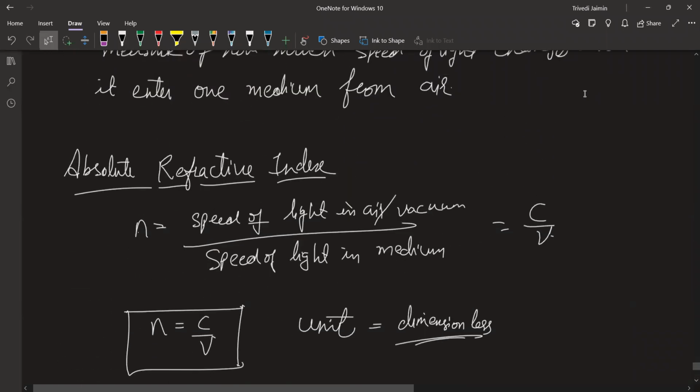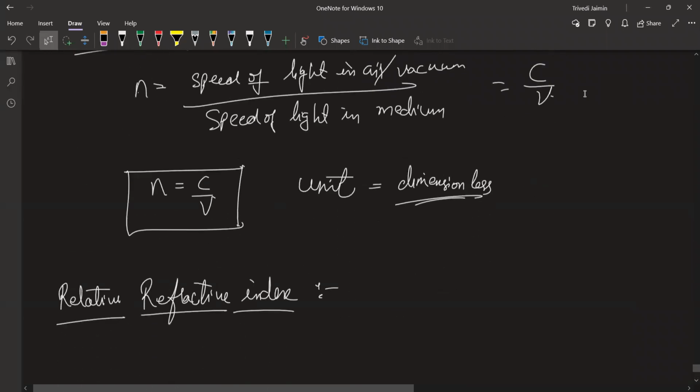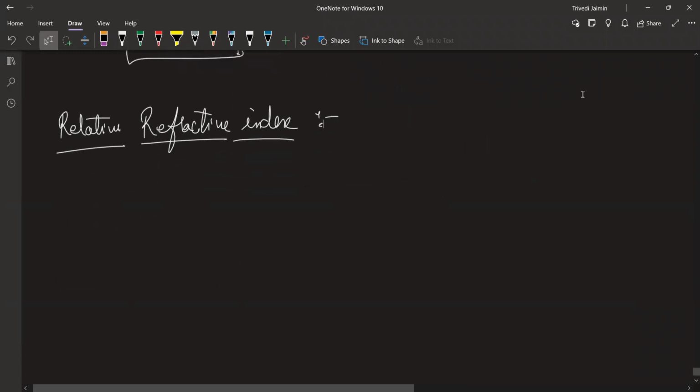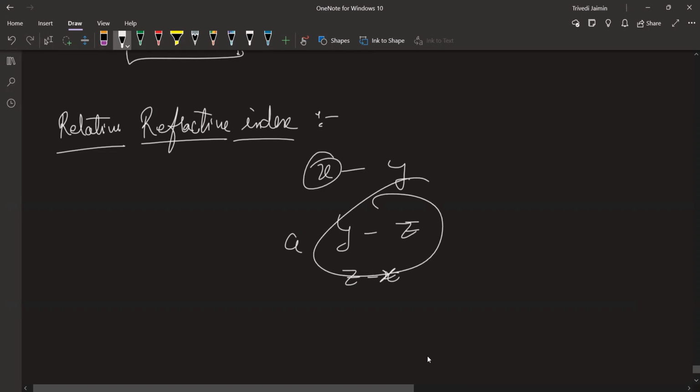Air is the standard, and we know all its values. But what if light moves from air to some other medium, and then to another medium? Like the question that day: from X to Y, then Y to Z, say air to water, then glass, then again air. If we know only about air or some standard medium, we don't know about the intermediate media. For that, we need relative refractive index.